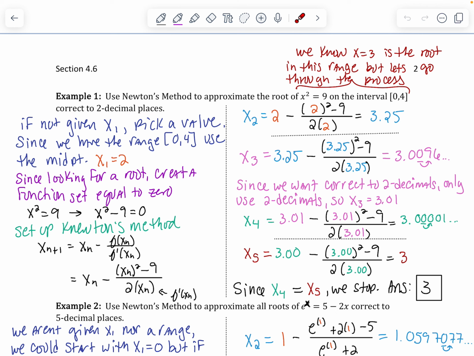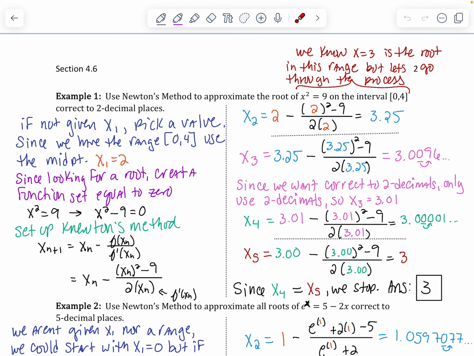Now, technically, we know the answer is 3, right? When x is 3, we're going to have 9 equals 9, which is a true statement, and we can consider it a root, which we're going to see in a moment, but we're going to look through the process anyways.